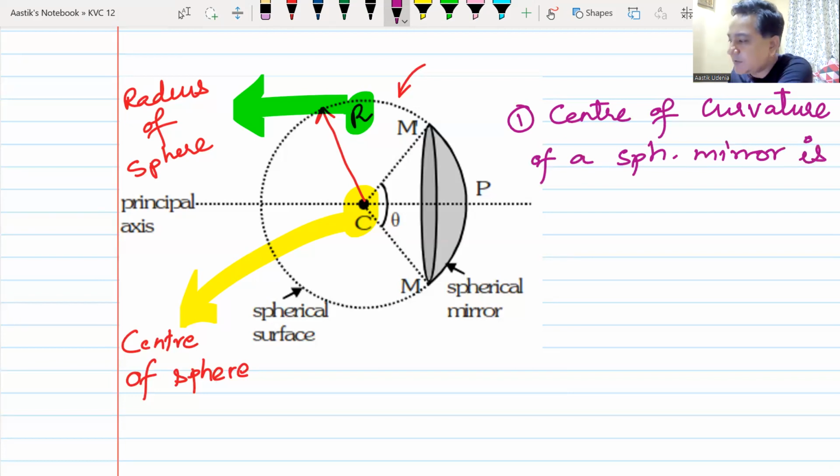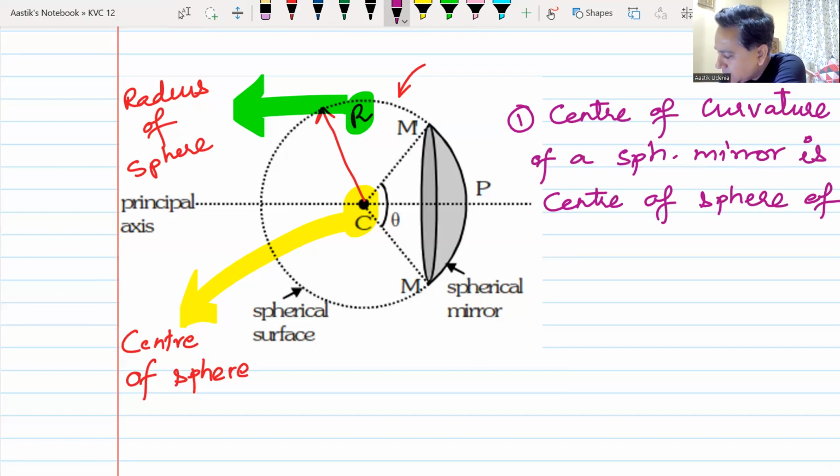Who will complete this center definition? The center of the sphere. It is the center of the sphere of which the mirror is a part, or from where the mirror has been taken out. I hope everyone is able to understand this.